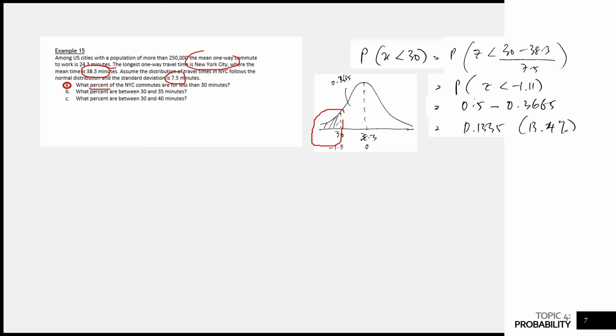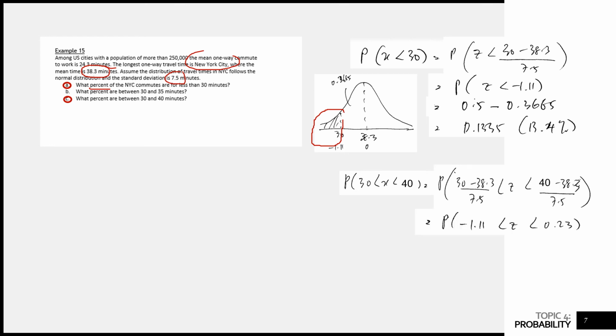Now for question C, what percent are between 30 and 40 minutes? So write in the question. The next step is to standardize 30 and 40 respectively. You'll get these figures. Next you need to sketch the diagram. In this case, you want to find the probabilities between 2 points on different sides of the mean. In other words, you're looking at case number 3.